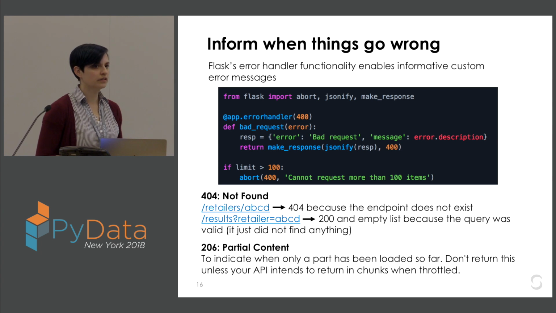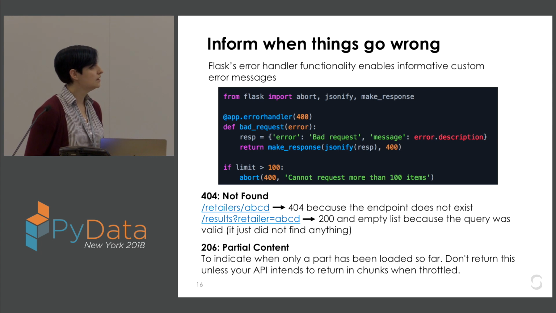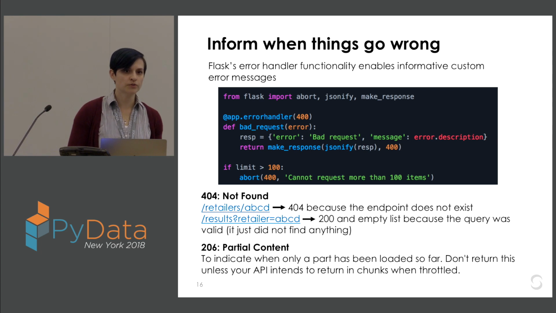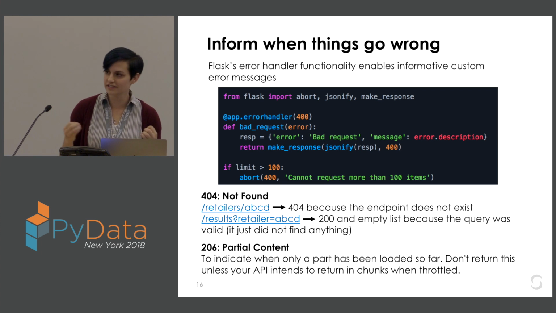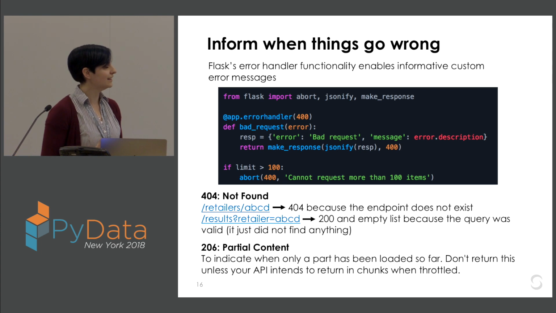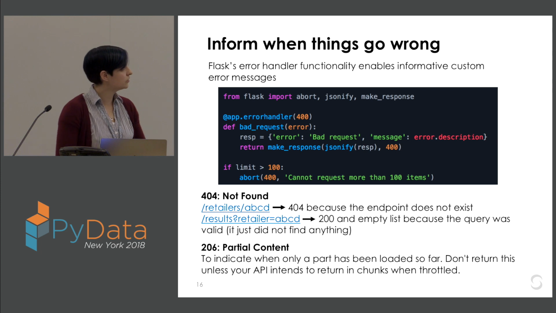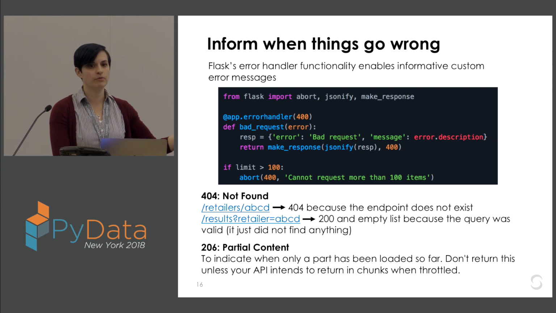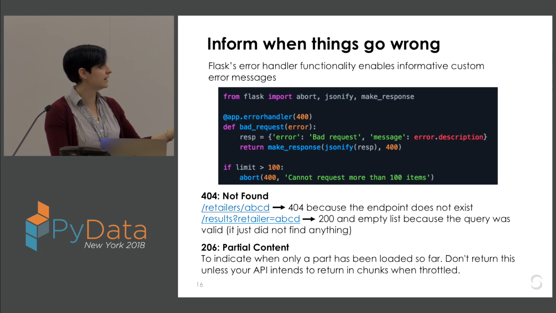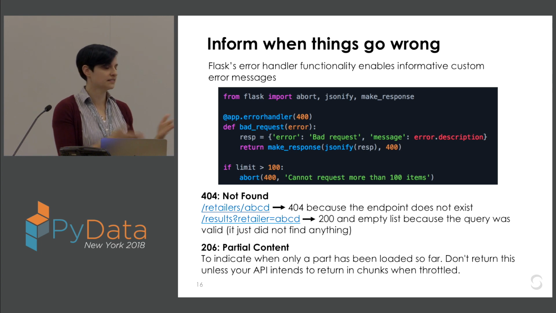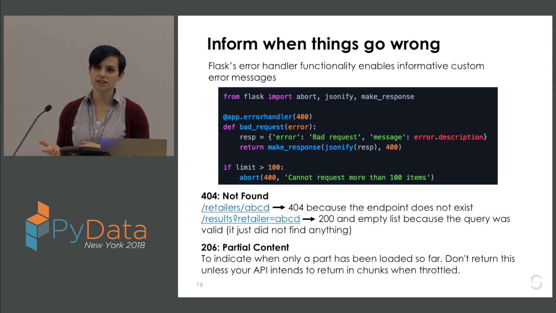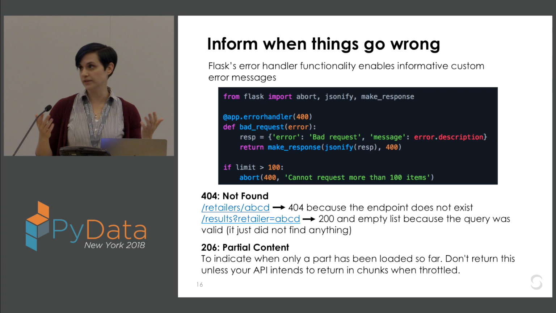Also, a couple other error codes that are kind of confusing. 404 not found. I was actually in the middle of an argument with two back-end engineers arguing over what this means. But basically, if someone tries to hit an endpoint that doesn't exist, let's say we have a retailers endpoint and someone tries to go to retailers/ABCD and that doesn't exist, that would be a legit use of 404 because that endpoint doesn't exist.